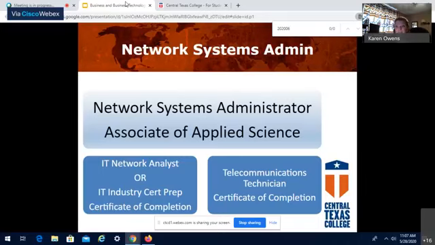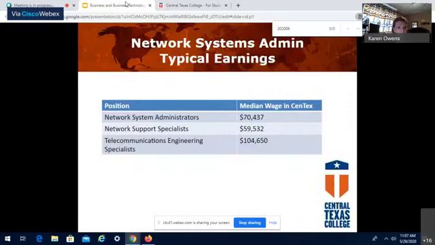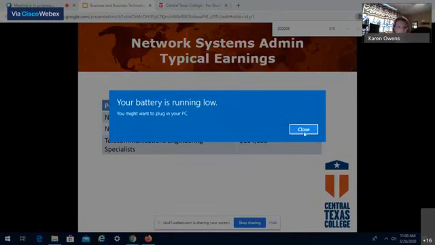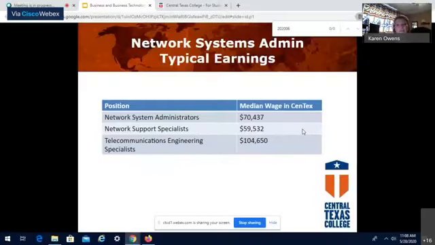Next, we're going to go into the stackable certificates. So as you can see here, the IT Network Analyst and the IT Industry Certification Preparation, these are certificates of completion. Okay, and both of those fold into the network administration degree plan. And these are 100% stackable, and they focus on the software support of the network systems.